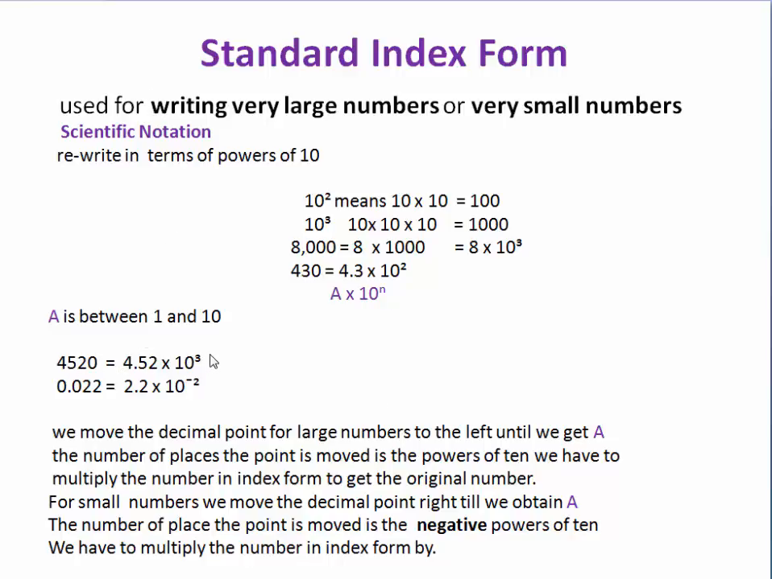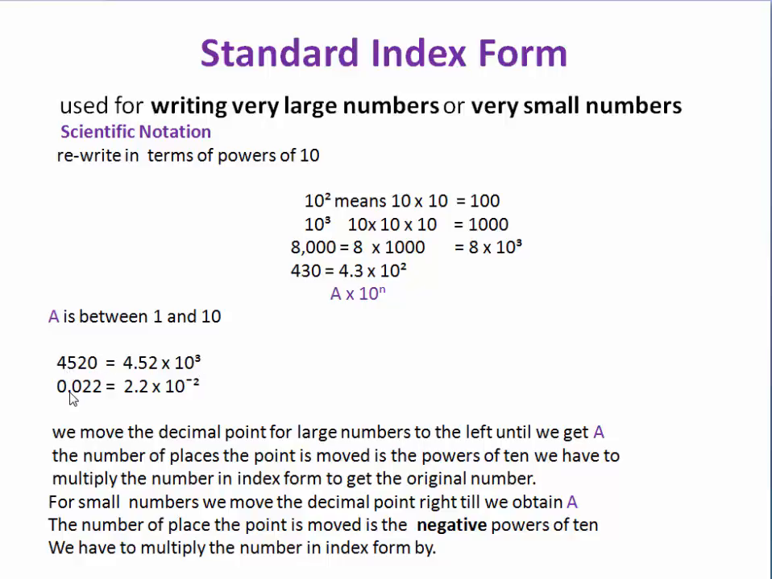Let's just go over that with this number, 4520. If we want to write that in scientific notation, the decimal point has to be between the 4 and the 5, for 4.52. So what power do we need the 10 to be? How many places do we need to move the decimal point to get back to our non-index form number? It's 1, 2, 3 places, so it's 10 to the power of 3. So 4.52 times 10 to the power of 3 is our standard index form of 4520.